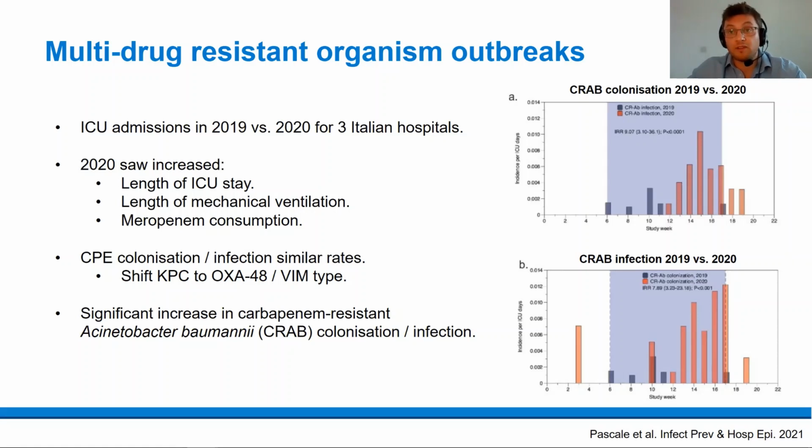However, what the authors did note was a significant increase in both colonization and infections with carbapenem-resistant Acinetobacter baumannii, or CRAB. I've shown the data here in the figures on the right side of the screen, with the red bars being 2020 and the bluey purple bars being 2019. As you can observe, in terms of colonization, there was a significant increase between weeks 12 and 19 in 2020, as well as significantly more infections with CRAB in 2020 throughout the 22-week period compared to 2019.